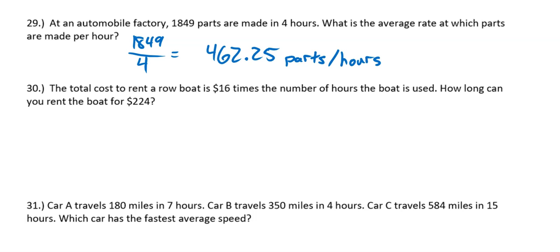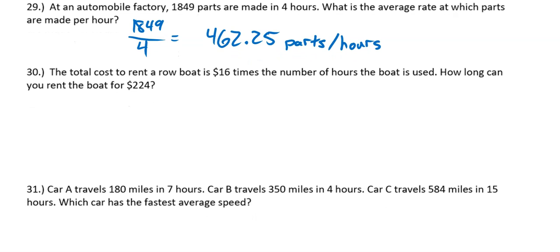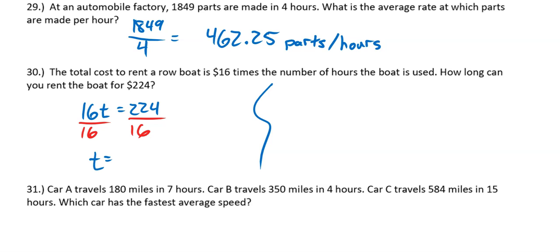Okay? If I look at the next one, it says the total cost to rent a rowboat is $16 times the number of hours the boat is used. How long can you rent the boat for $224? And so there's a couple ways that you can do this. You could take it at face value and say, okay, it's 16 times the number of hours, which I'll call T, and I want to know when that's going to equal 224. And then you could solve this one and divide each side by the 16. Let me write that. So we end up with T equals 14.